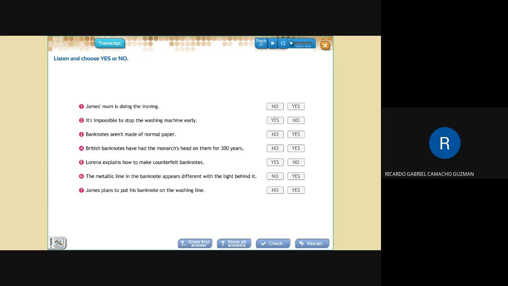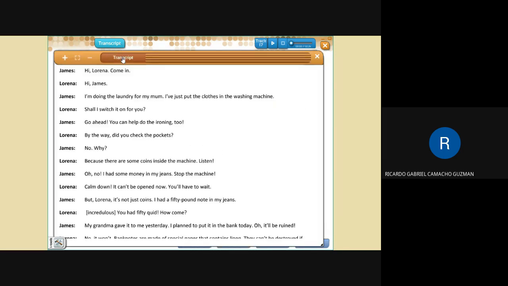What do you think, guys? Yes. Well, actually, it is a no. Why is it a no? Because James' mom is not in the house. So she cannot do the ironing. The ironing means planchar. Como la mamá de James no está ahí en casa, pues obviamente no podía planchar. De hecho, en el propio audio, lo que dicen acerca de planchar es que James le dice a Lorena que sí, que ella puede planchar después de lavar. So it is like that.